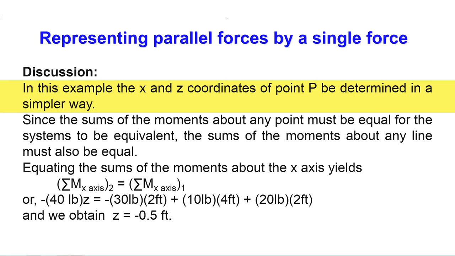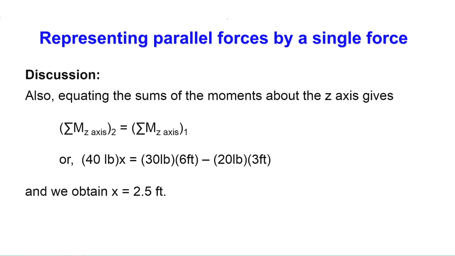Now, in this example the xz coordinates of P are determined in a simpler way. Even if we take moments about any line, we can also find these values. If we take the sum of moments about the x axis for system 1 and system 2 and equate them, we can find the value of z, or if we take the sum of moments about the z axis, we can find the value of x.